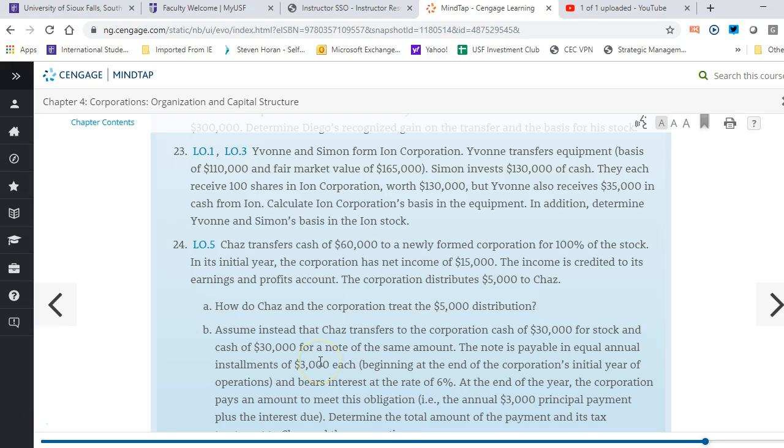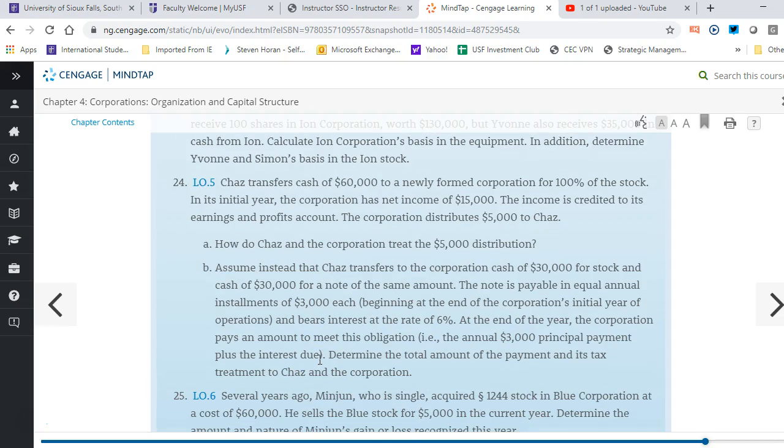Okay, we'll do one more question, which is question 24. And it says here, actually do two more, 24 and 25. Chaz transfers cash of $60,000 to a newly formed corporation for 100% of the stock. In its initial year, the corporation has net income of $15,000. The income is credited to earnings and profits account. The corporation distributes $5,000 to Chaz. How do Chaz and the corporation treat the $5,000 distribution?